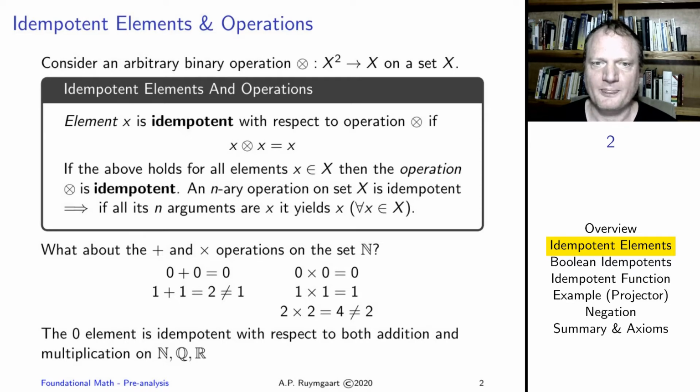None of these work. Now let's try multiplication. In this case, on the set of natural numbers, we'll see that we have two idempotent elements, the numbers 0 and 1. 0 times 0 equals 0, and 1 times 1 equals 1. On the set of natural numbers, we have two elements that are idempotent with respect to multiplication. No other element in the set of natural numbers is idempotent under multiplication. And we will take a look at idempotence in other sets in subsequent slides.